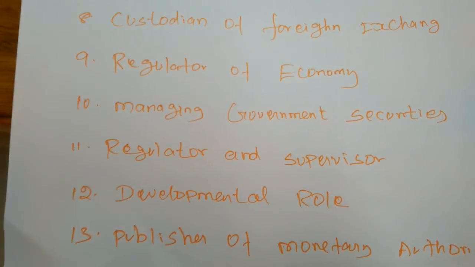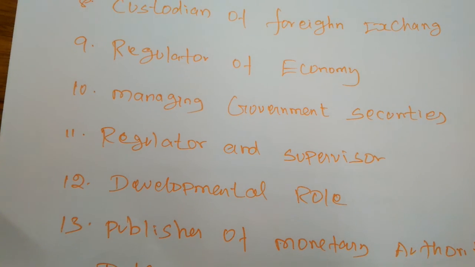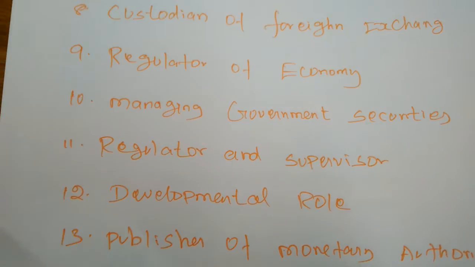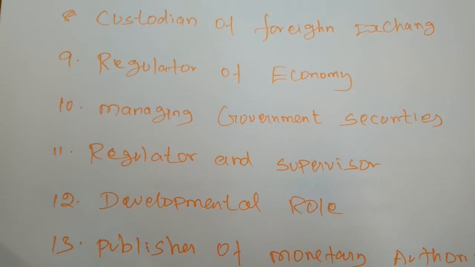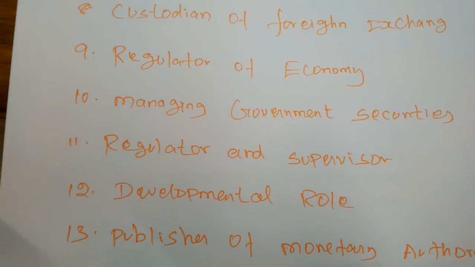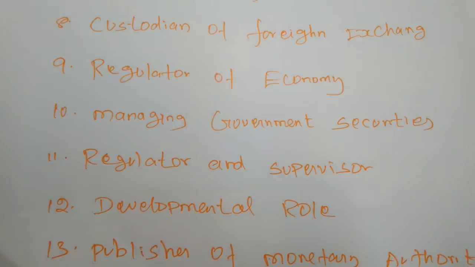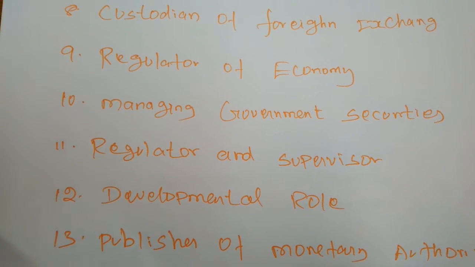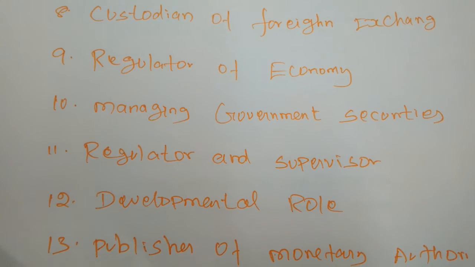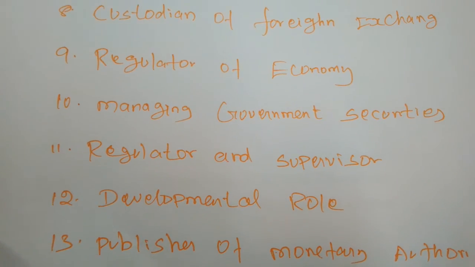Next, regulator of economy. The Reserve Bank of India controls the money supply in the system and monitors key indicators like GDP, inflation, etc. If there are any unwanted situations like inflation or deflation, the Reserve Bank of India has to bring them under control. By bringing them under control, the economy will be controlled. So the Reserve Bank of India does that work as the regulator of the economy.